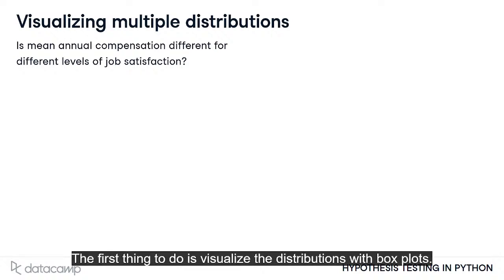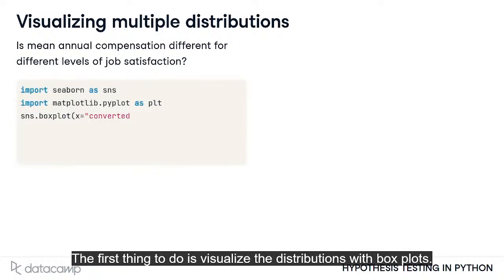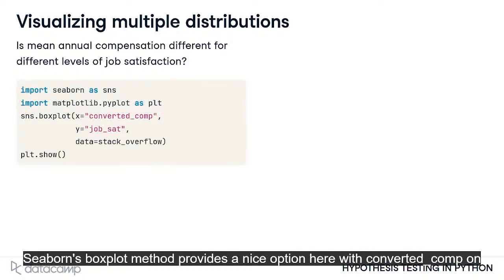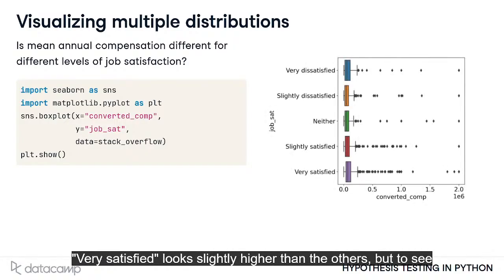The first thing to do is visualize the distributions with box plots. Seaborn's box plot method provides a nice option here, with converted comp on the horizontal axis and job sat on the vertical axis, using the Stack Overflow data. Very satisfied looks slightly higher than the others, but to see if they are significantly different, we'll need to use hypothesis tests.